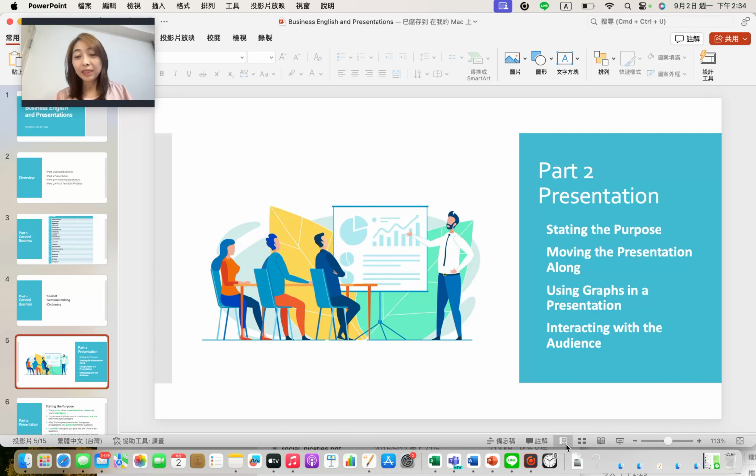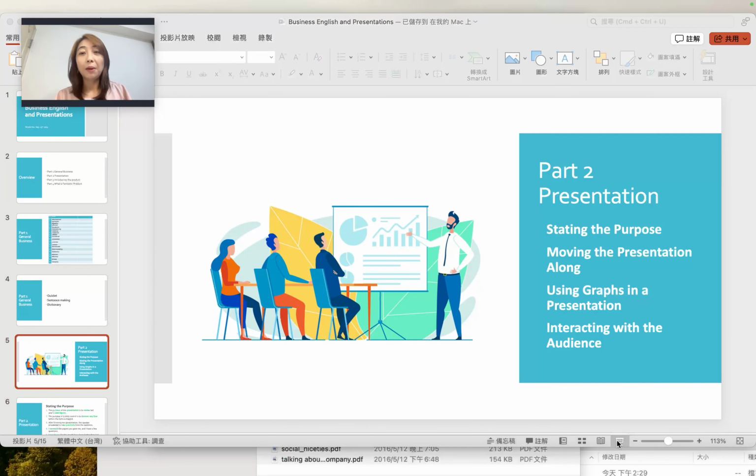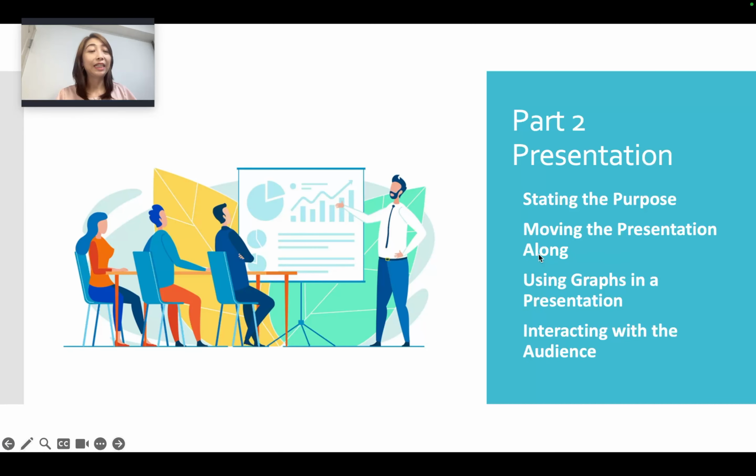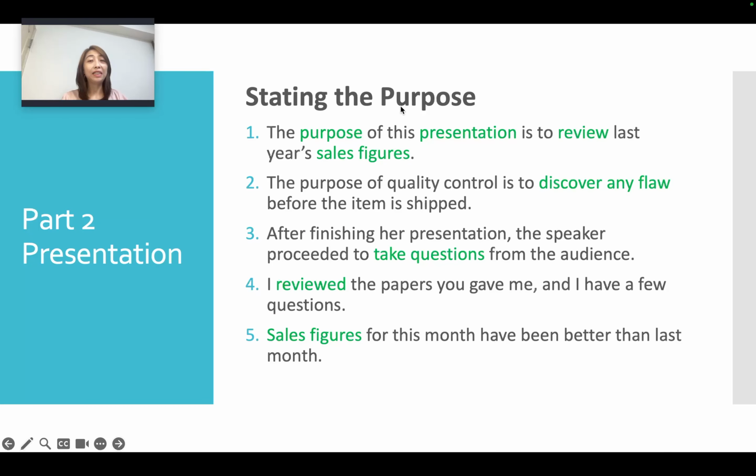Next, we are going to talk about part 2, presentation. 我们第二个部分会学到口头报告的部分。There are 4 steps of the presentation. First one is stating the purpose, number 2 is moving the presentation along, number 3 is using graphs in the presentation, and the last part is interacting with the audience. Now let's start from stating the purpose.